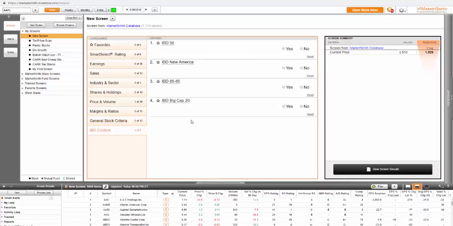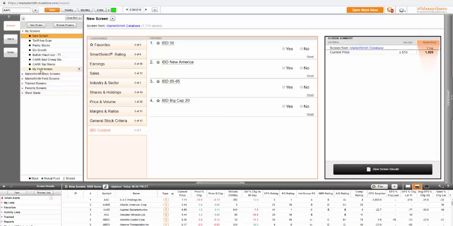And then you can check to see whether the stock was listed in the IBD Top 50, whether it was featured in a recent New America column, if it's part of the 85-85 group, that is at least 85 on earnings growth out of 100 and 85 on the composite score, or is it on the list of the Big Cap 20? And all of those, when you think about it, give you several hundred, if maybe not 1,000 or more combinations of various fundamental and technical parameters that you can put into your screens.